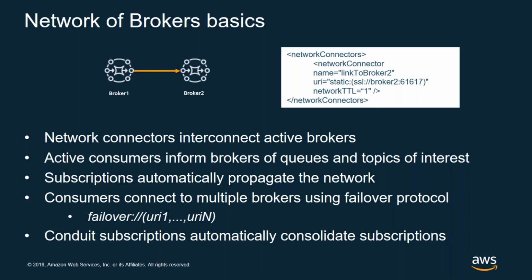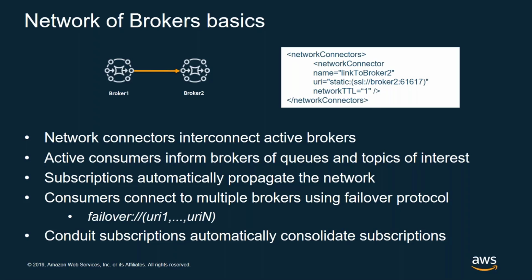Consumer subscriptions, when a consumer does connect, automatically propagate back through the network, telling brokers where messages must be forwarded. In order for a consumer to connect to multiple brokers, they have to use a failover string, using the ActiveMQ failover protocol, in which you define a string with all the URIs of the destinations that you want to connect to. So if you have multiple brokers, you add them to that string. The client randomly selects where to connect, and if there's a failure, it reconnects to a different one.